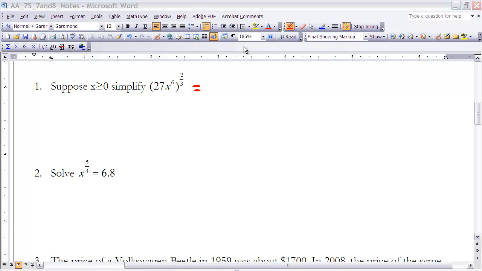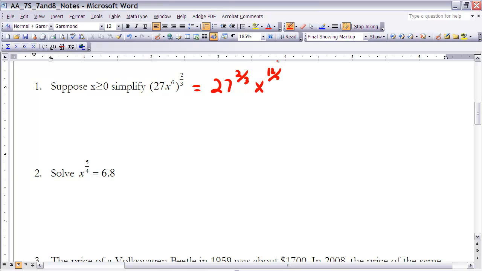So let's take a look at this first example here. It says that x is greater than or equal to 0, and we want to simplify this. Well, if x is greater than or equal to 0, we know that we can use rational exponents. So I'm going to start by taking this rational exponent of 2/3 and distributing it to everything inside the parentheses. So I have 27 raised to the 2/3 power, and I have x raised to the 6th times 2/3, which would be 12/3. Now x to the 12/3, I know that's going to be x to the 4th if I simplify that rational number, 12 over 3, which is just 4.